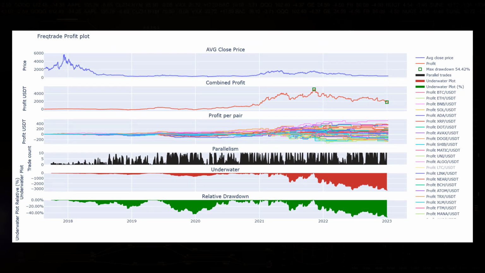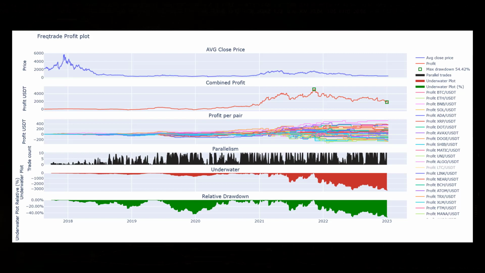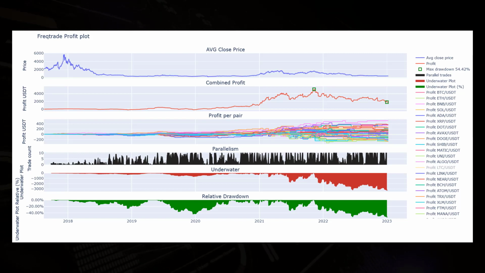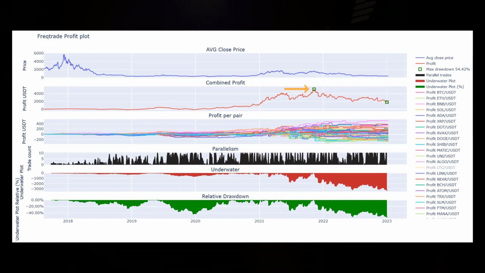And finally, I really like the way the profits are distributed across the different pairs. No pumps caught, but nice honest inclines and some declines. And as with most tested strategies, the biggest drawdown period starts at the height of the last bull market, when it turned into a bear market.